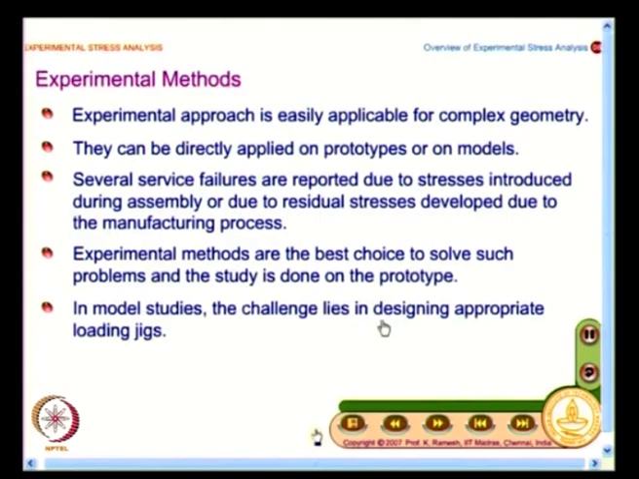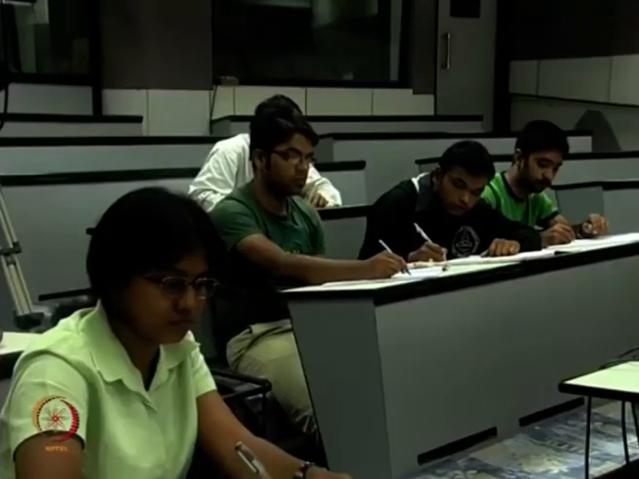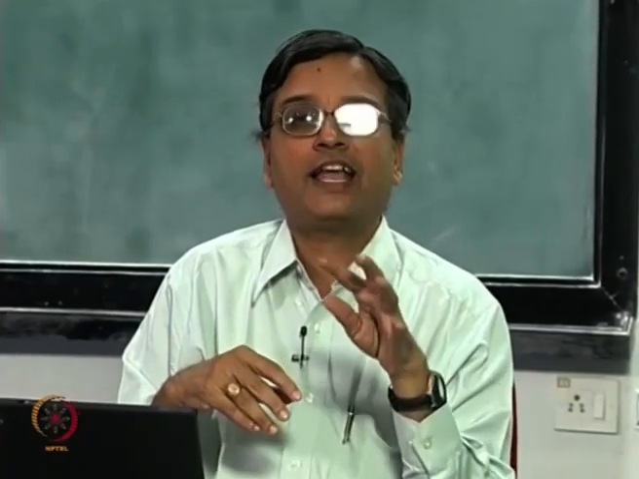And in model studies, you have a difficulty, because the challenge lies in designing appropriate loading jigs. If I do not design the loading jig appropriately, then I am not solving the problem that I have to solve, even by experiments. I said in numerical techniques, if you do not specify the boundary conditions, you are not solving the problem you have to solve. The same defect exists even in experimental methods when you have to work on models. When you work on prototypes, the approximation is as close as possible to reality, but when you work on models, you have to load the model.